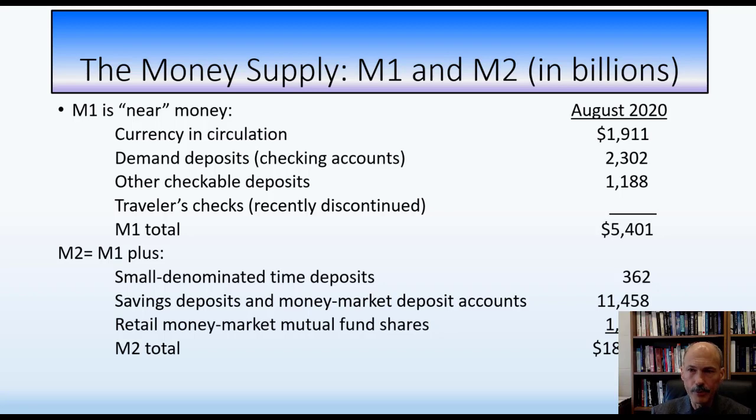But before we get to this M2, let's look at M1. So M1 is near money. And what do we mean by near money? Well, it's currency in circulation, which is about $2 trillion. Most of it's not in this country. Most of that currency in circulation is floating around the rest of the world that has problems with their own currencies, like Venezuela. So you see a lot of $100 bills floating around in the rest of the world. It's really not in circulation in the U.S.